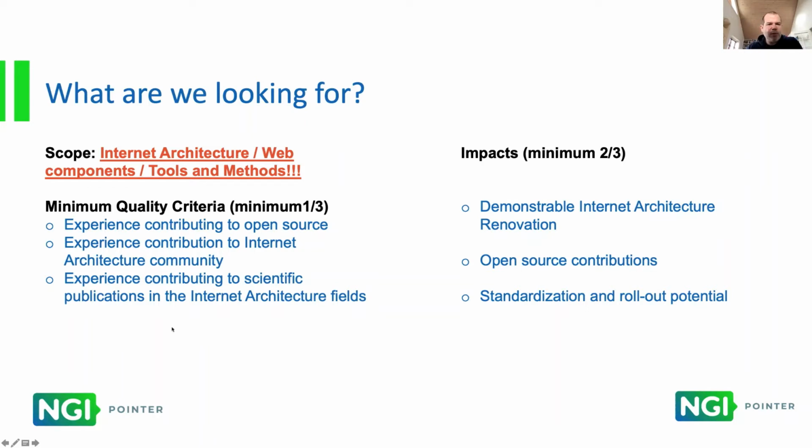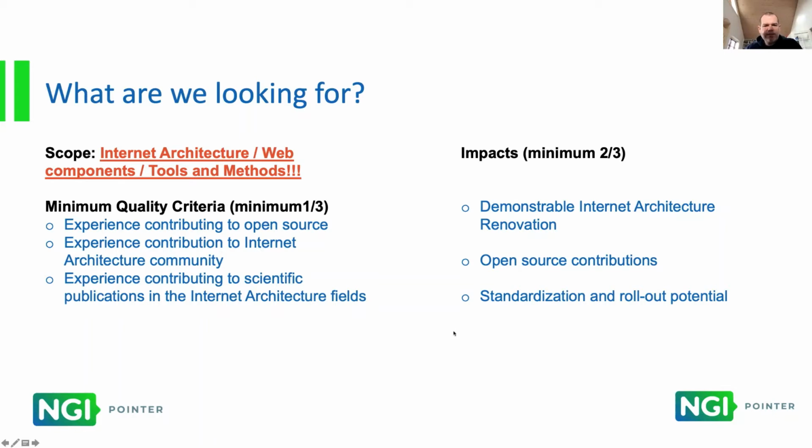And the final minimum quality criteria is that we publish in the field. So these are peer-reviewed publications in the field of internet architecture. So usually this should very strongly relate to the topic that you're working with or that you're proposing in your project. And we're looking for peer-reviewed. So, these are scientific publications that have a certain credibility level from the publication side.